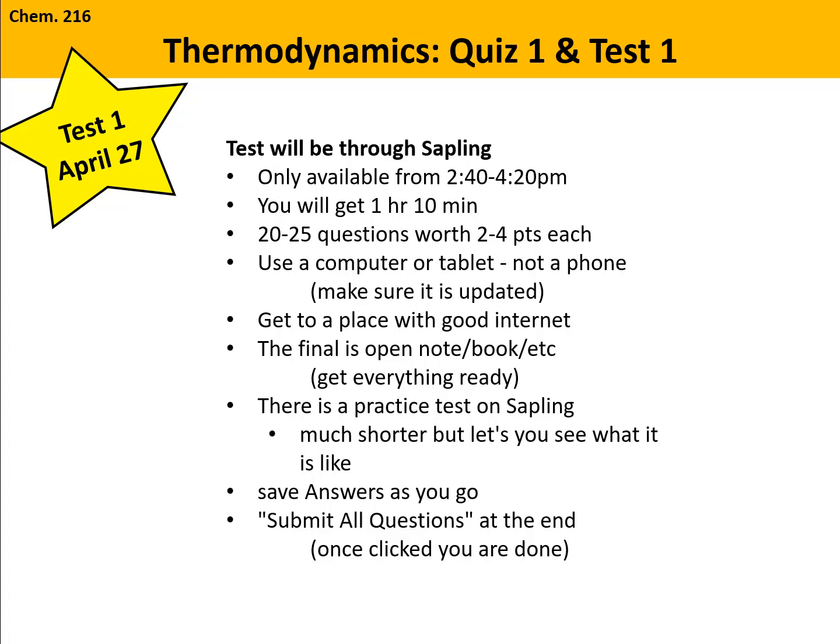If you start at 3, you get to 4:10. If you start at 4, you get till 4:20. So at 4:20, you're done, right? So get there early, but you only get 70 minutes, an hour and 10 minutes. All right, there'll be 20 to 25 questions worth 2 to 4 points each.